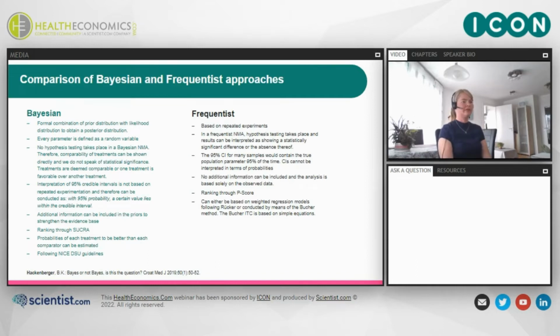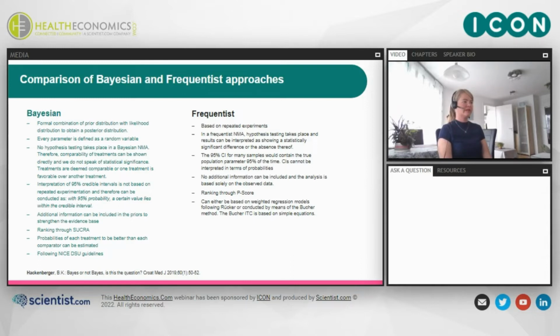Both approaches have their pros and cons, so we cannot really say one is better than the other. It depends on many aspects, what is preferred. In a Bayesian approach, we have a prior distribution, which is formally combined with the likelihood to obtain the posterior distribution, and every parameter is defined as a random variable.